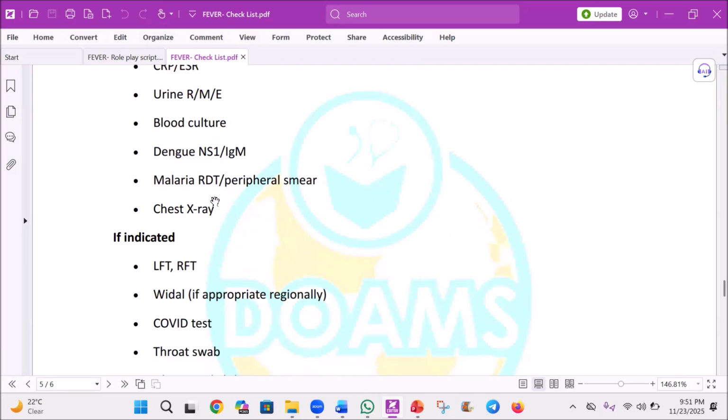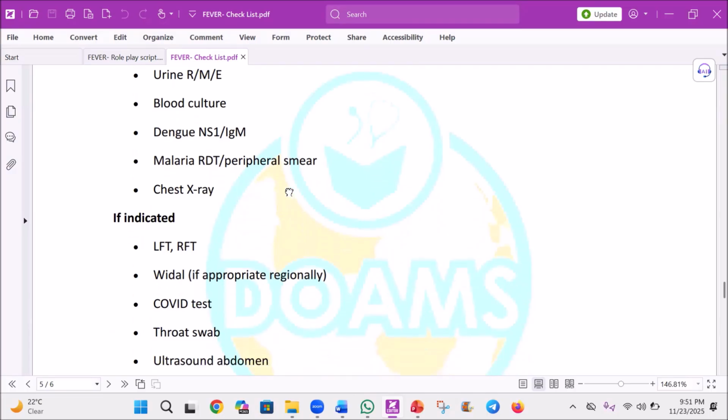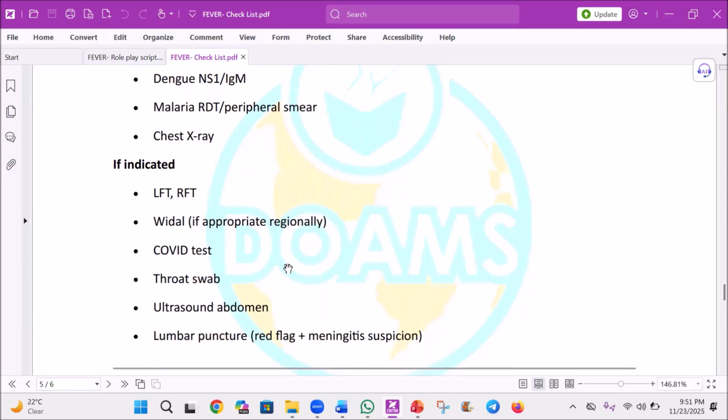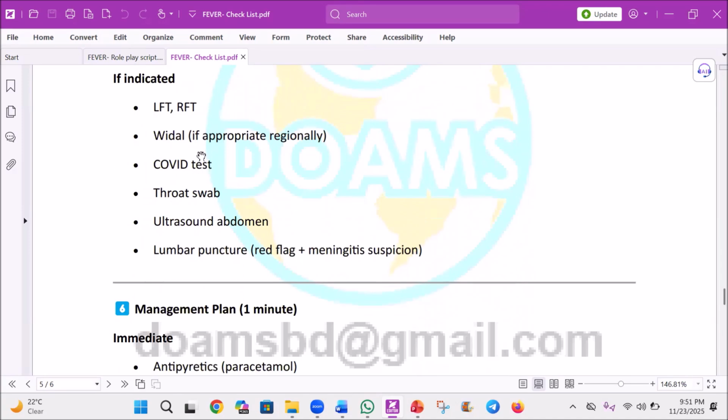Chest symptom, chest X-ray. Not all tests for each patient. And these are additional tests. Again, liver function, renal function always needed for any febrile patient, including ultrasound. If you think that the patient might have some abdominal problem, ultrasound. If you think meningitis, you will not do it, but you make a plan for the lumbar puncture also, right? Sending in the hospital.